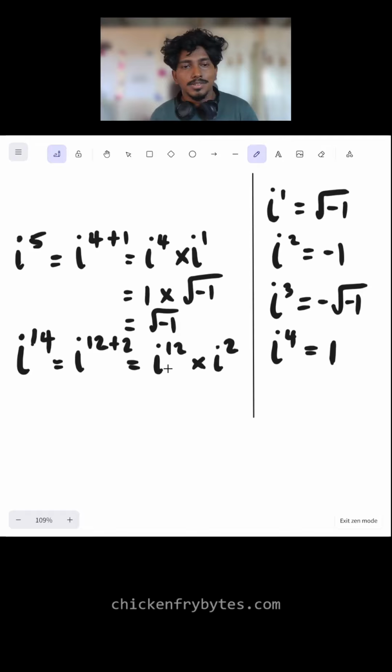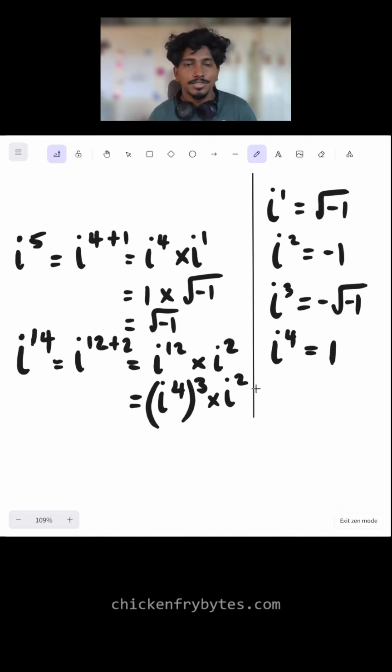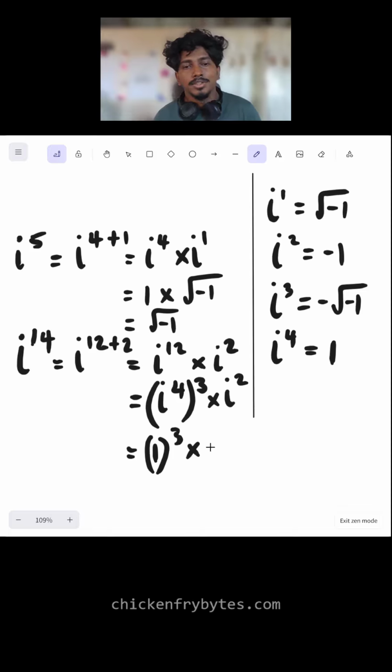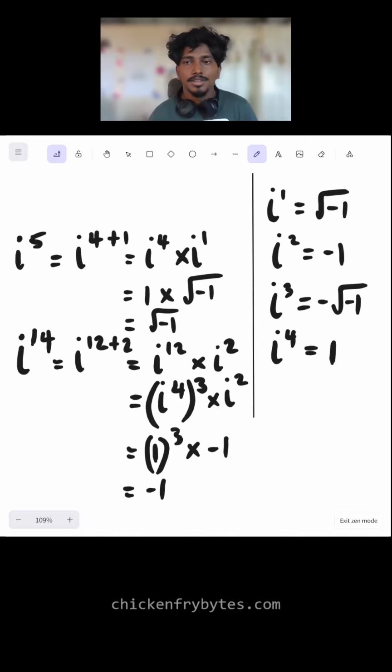And, well, because i to the power of 12 is really i to the power of 4 raised to a certain other power, in this case we know 4 times 3 is 12, so it's i to the power of 4, all cubed, right? We rewrite it that way times i to the power of 2. This makes it much easier for us to deal with. And so i to the power of 4 is 1. We have 1 cubed times, well, i squared is negative 1. And so our final answer there is 1 to the power of 3, which is 1, times negative 1. Final answer is negative 1.